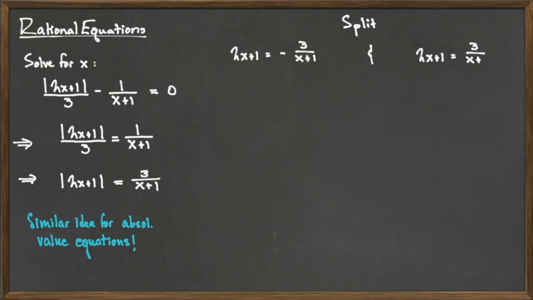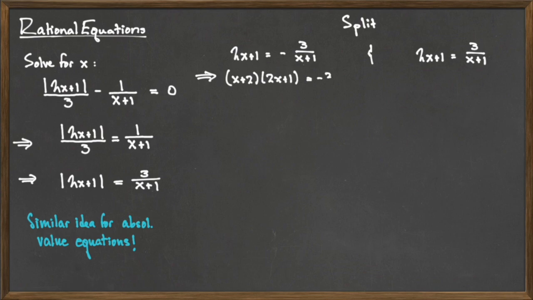Remember that whenever I have absolute value of stuff equals a number, I set the quantity inside the absolute value bars equal to the positive and negative version of whatever that number was. The idea still works when my right-hand side is a rational expression. I set 2x plus 1 equal to the positive and negative version of 3 over x plus 1. This is the part where I can move forward.